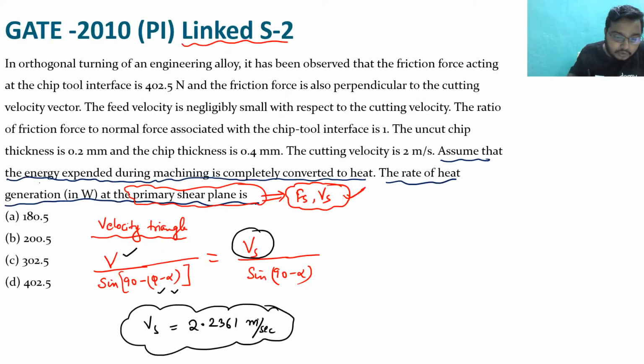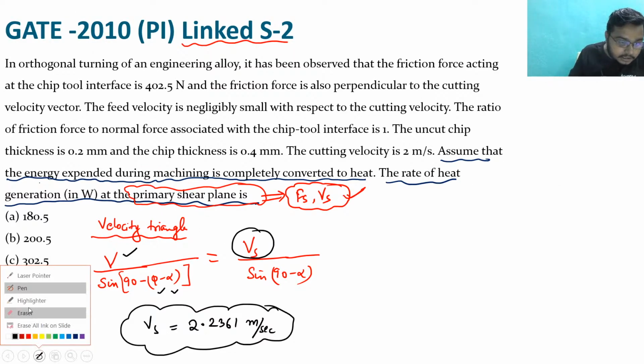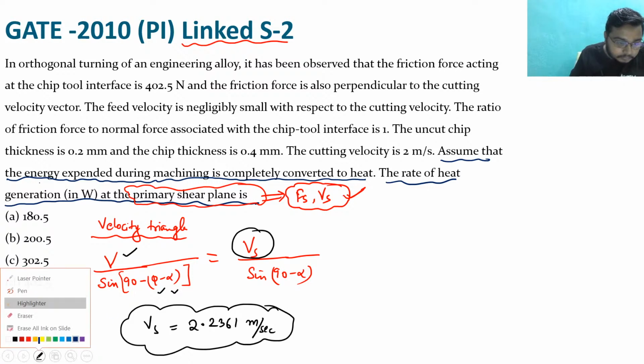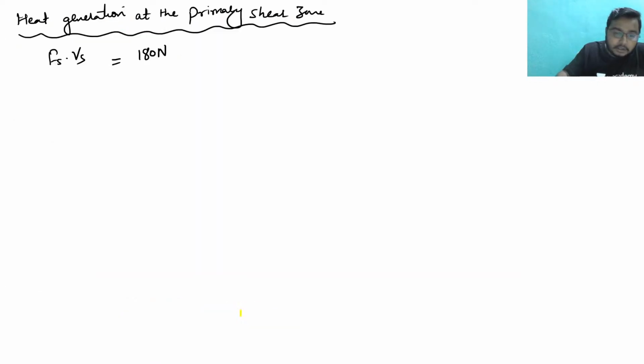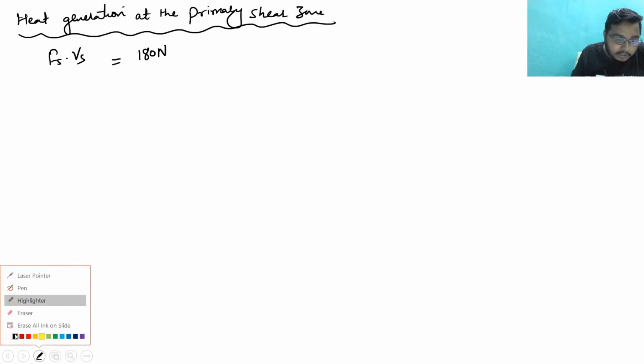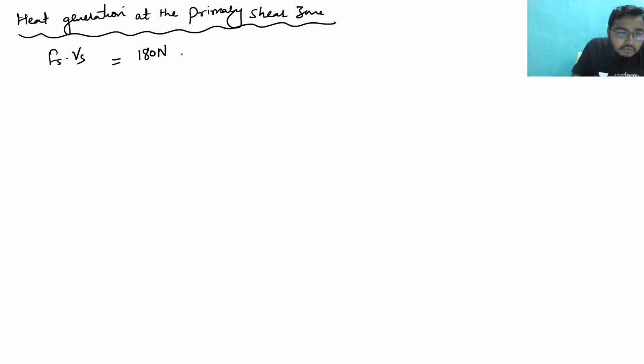And next what you have found as Vs, that is your shear velocity, that is 2.2361, right? So these two data are enough to find the heat. So 180 Newton into 2.2361 meter per second. When you solve it, you will get 402.5 watt. So this is the shearing power.